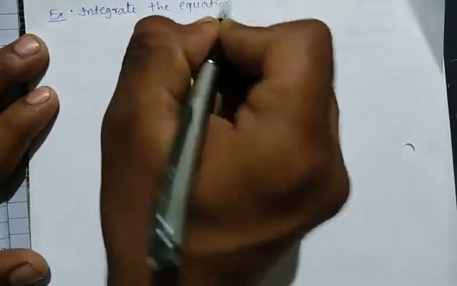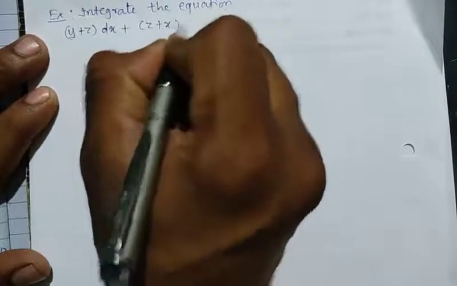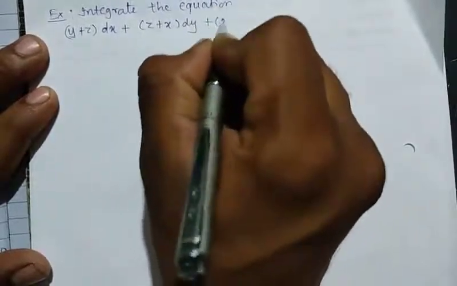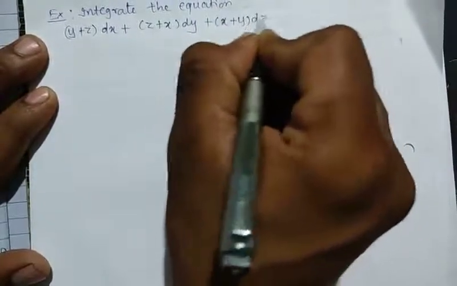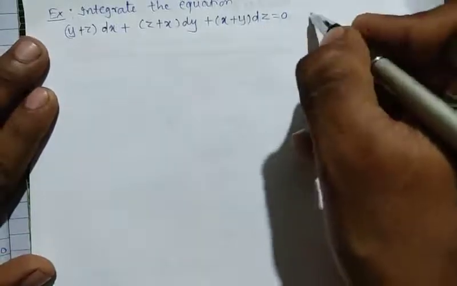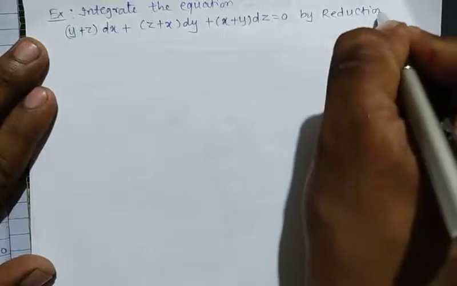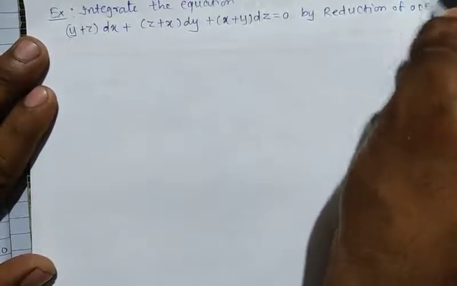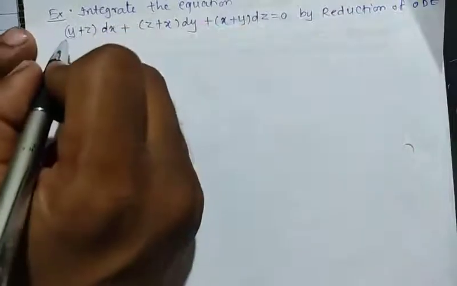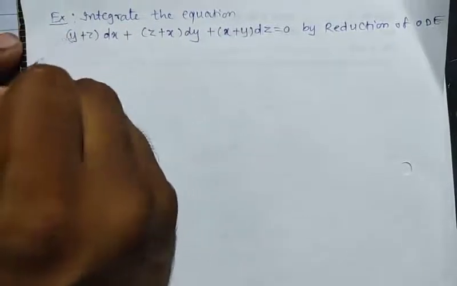Integrate the equation (y + z)dx + (z + x)dy + (x + y)dz = 0 by reduction to an ordinary differential equation. So we solve this example.